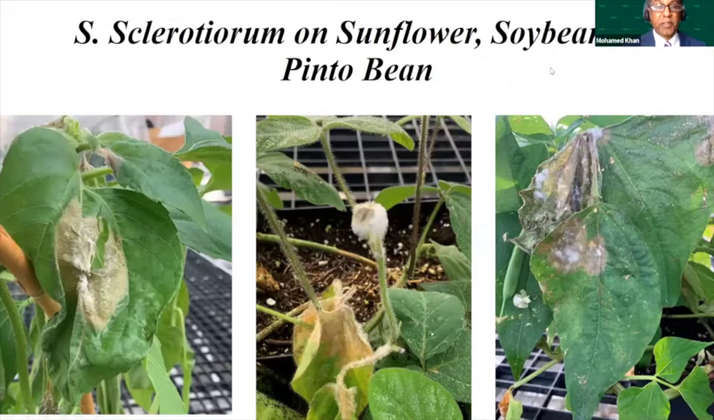This same pathogen is also very pathogenic, not only in sugar beet, but it will also affect your sunflower, your soybean, and pinto beans. So likewise, if you have these crops before sugar beet, you are setting yourself up for problems because the sclerotia can be in the soil for several years.